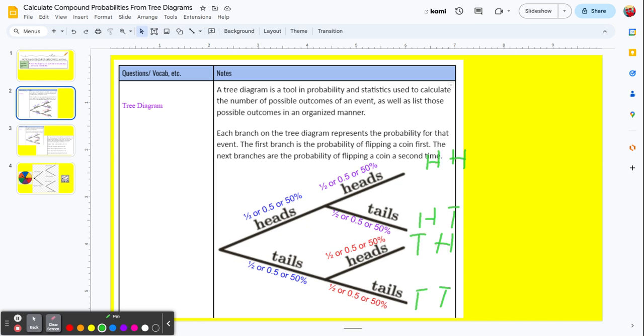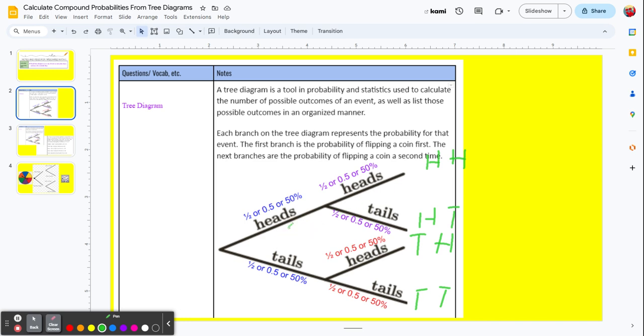So we know flipping a coin, it's a fair coin. It's a 50-50 proposition. You either get heads or you get tails. So the probability of flipping a coin and having it land heads is 1/2 or 50%. Probability of flipping a coin and having it land tails is 1/2 or 50%. So you see our first branch here, and then after you flip the coin the first time, you flip it again, and the probability doesn't change. It's still 1/2 chance to get a heads, 1/2 chance to get a tails.